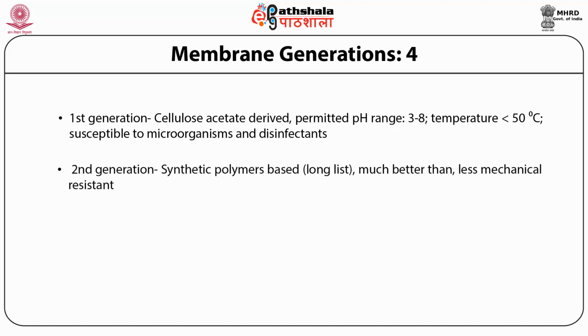Second generation membranes are derived from synthetic polymers like polysulfone, and these membranes are better than the first generation membranes, as they have better resistance toward hydrolysis, pH and temperature, but have lower resistance to mechanical compaction. This generation of membrane contains around 200 different polymer materials.